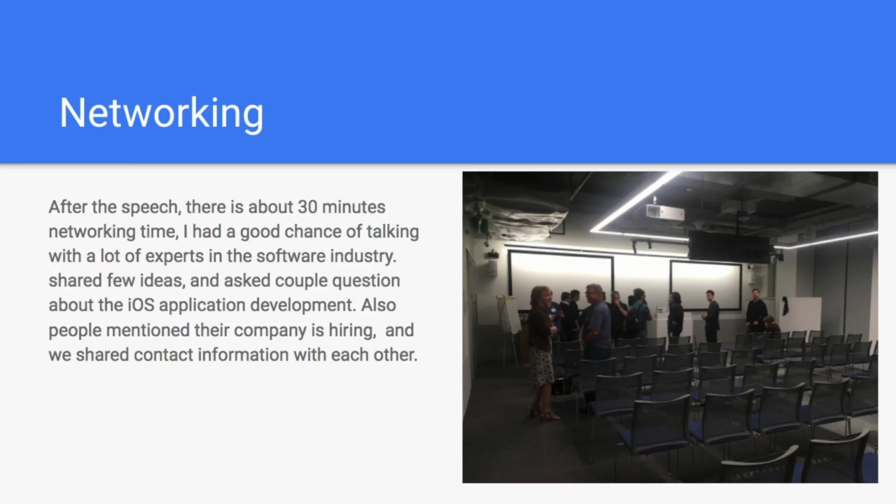After the speech, there was about 30 minutes of networking time. I had a good chance of talking with a lot of experts in the software industry, shared a few ideas, and asked a couple of questions about iOS application development. Also, people mentioned their companies are hiring, and we shared contact information with each other.